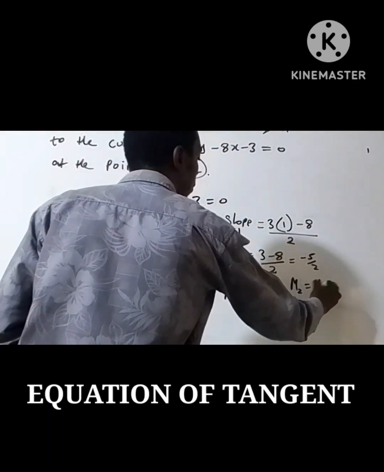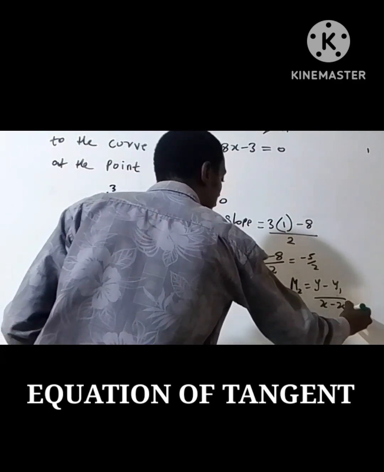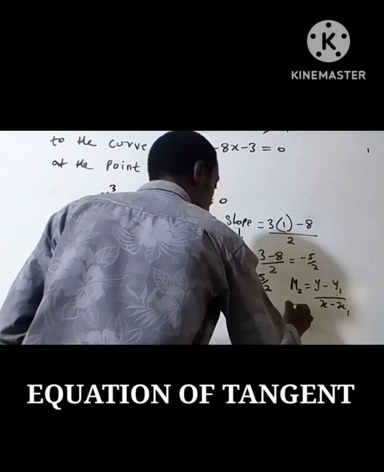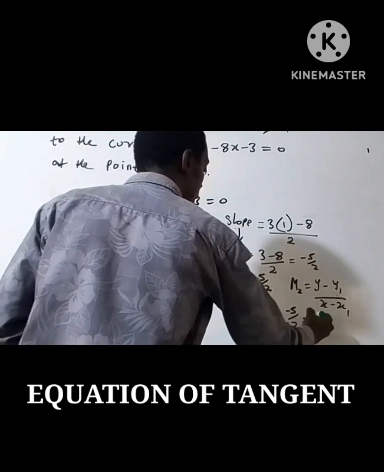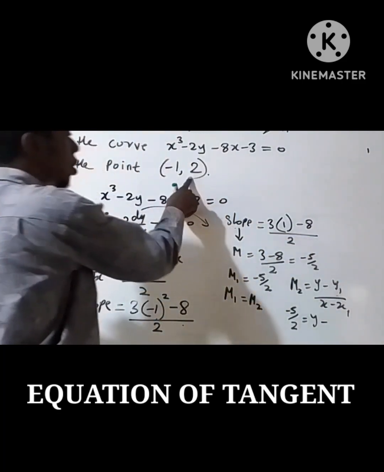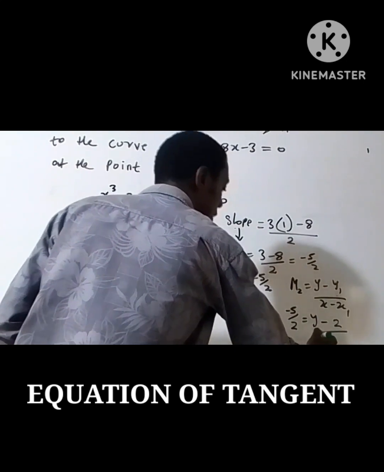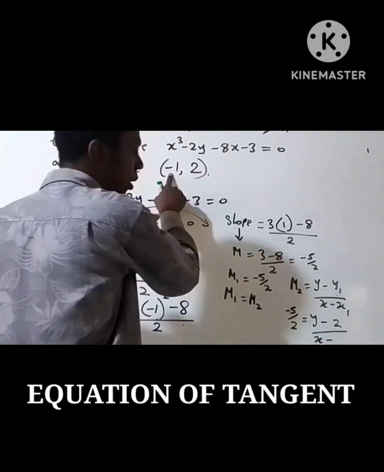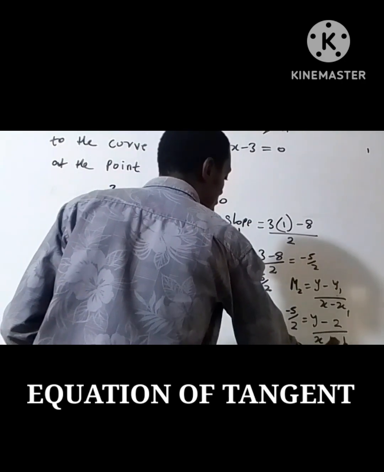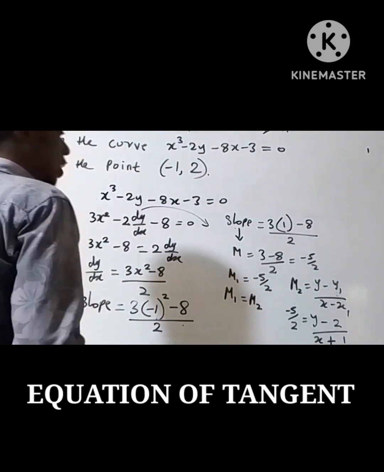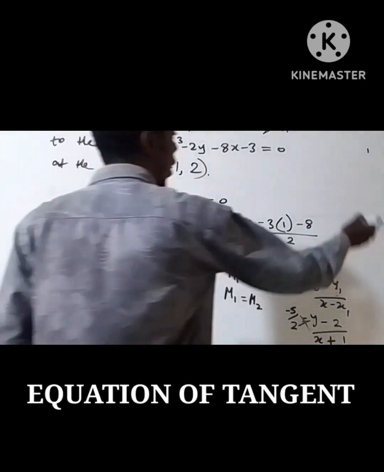So at this point, we will now bring in the equation of a line, or the model, which we are expected to form the equation with. In place of m2, I'm going to write minus 5 over 2, equals y minus y1, which is 2, over x minus x1, which is minus 1. Here, minus minus will give me plus. Next, I will have to clear the fraction.